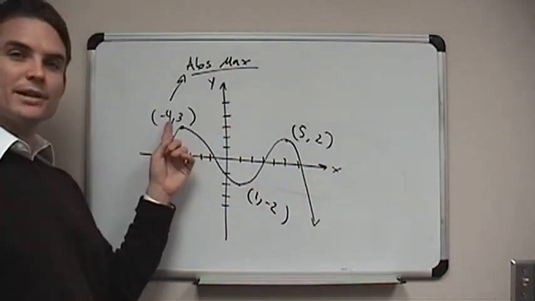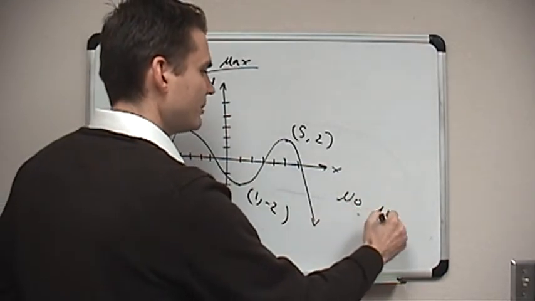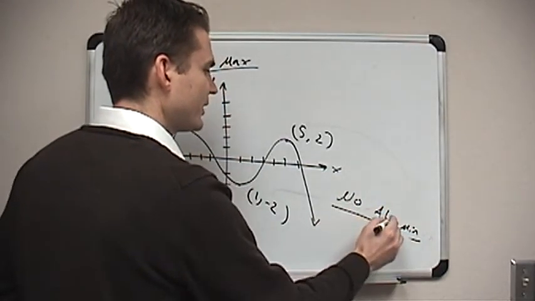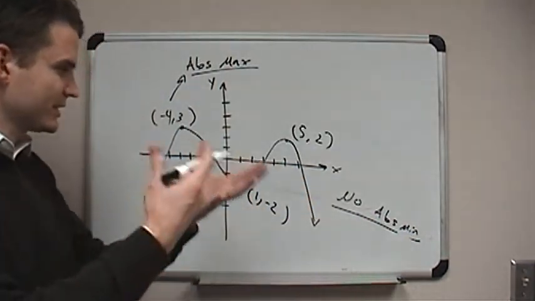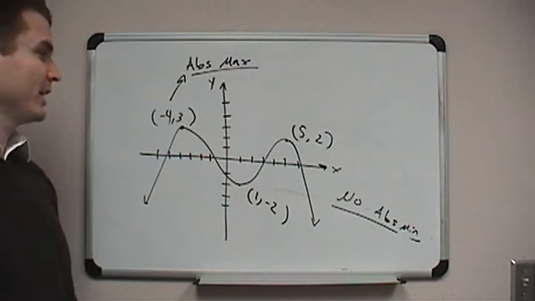So absolute maximum at (-4, 3), no absolute minimum. And that's fine. When you look at a function on a big interval, if it continues to curve down, there's no absolute minimum. If it curves up indefinitely, there's not going to be an absolute maximum.